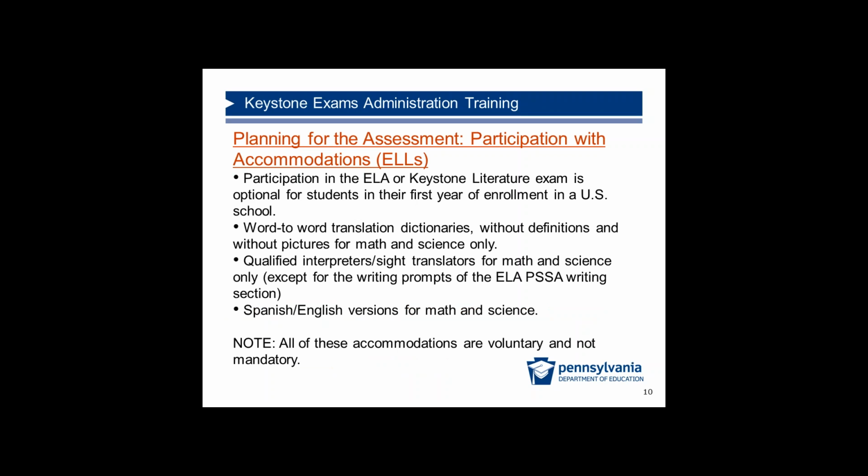Participation with accommodations for ELs, just some basic breakdown. Participation in the EL or Keystone and Lit is optional for students in their first year of enrollment in a U.S. school. Word-to-word translation dictionaries without definitions and without pictures for math and science only. Qualified interpreters and site translators for math and science only, except for the writing prompts of the ELA PSSA writing, and we're doing Keystone here. And then Spanish-English versions for math and science. I lifted those right out of the ELL accommodations guidelines or handbook that's posted. You'll find more information about the ELLs and their participation. Basically, it's the same guidelines for the Keystone as well as the ELA.